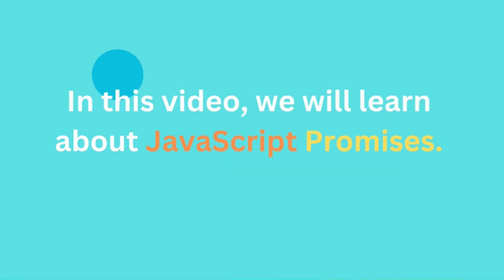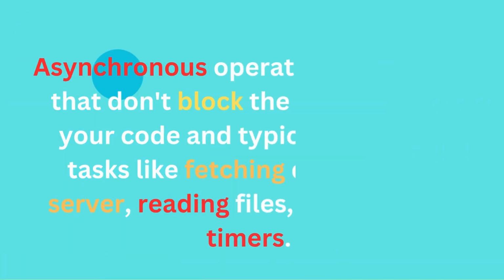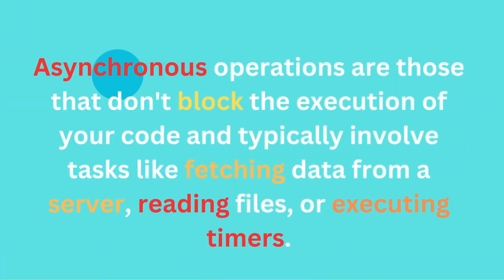In this video, we will learn about JavaScript promises. JavaScript promises are a way to handle asynchronous operations in a more organized and structured manner. Asynchronous operations are those that don't block the execution of your code and typically involve tasks like fetching data from a server, reading files, or executing timers.